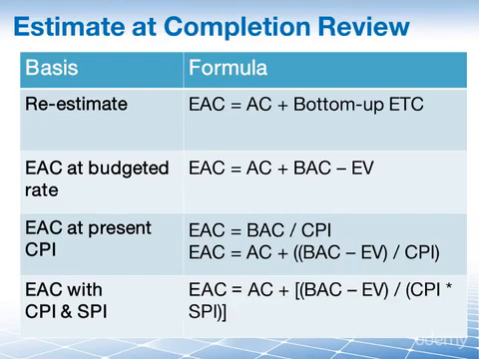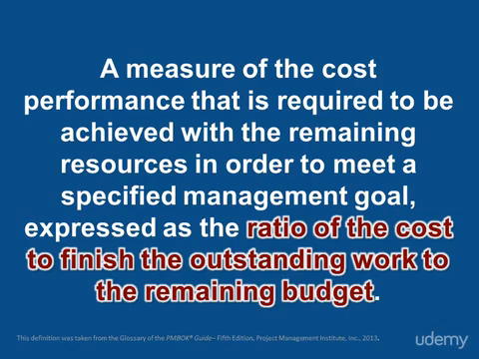To get to your estimate at completion, you take your actual cost, you add to it your budget minus what you have earned, and then you factor in your cost performance index and your schedule performance index. Note, this final formula is very similar to the second formula that we have just above it, the estimate at completion at present CPI, but in this case we factor in the SPI as well. You can use this formula in a situation where a project is over budget, but you still need to meet a scheduled deadline.